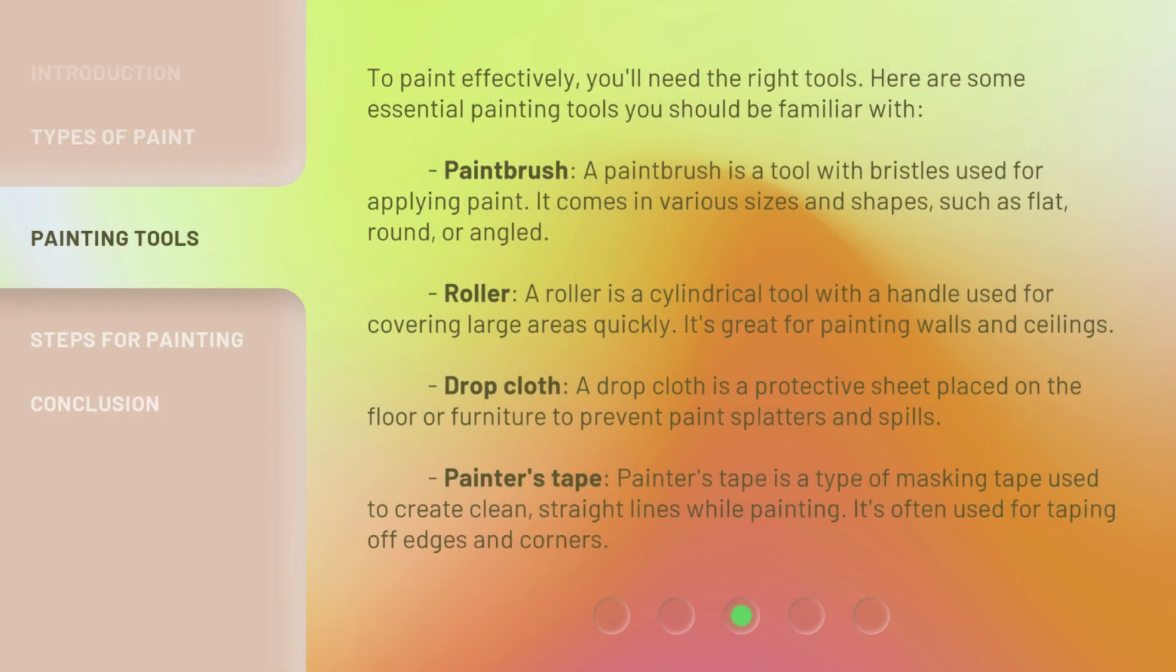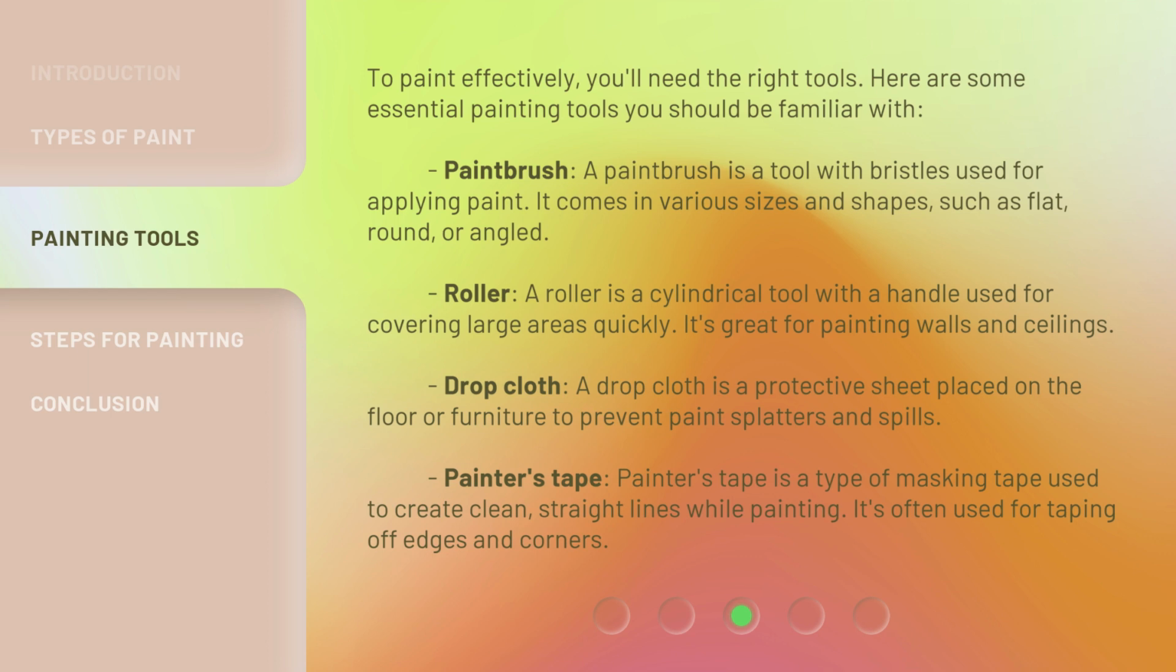To paint effectively, you'll need the right tools. Here are some essential painting tools you should be familiar with. Paintbrush. A paintbrush is a tool with bristles used for applying paint. It comes in various sizes and shapes, such as flat, round, or angled. Roller. A roller is a cylindrical tool with a handle used for covering large areas quickly. It's great for painting walls and ceilings.